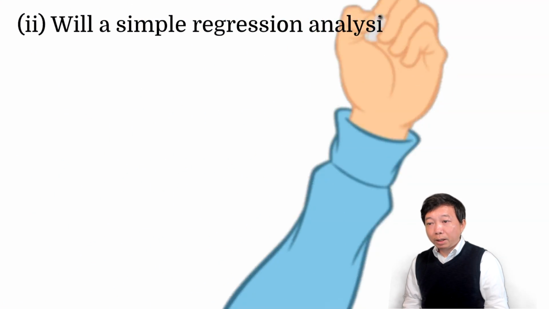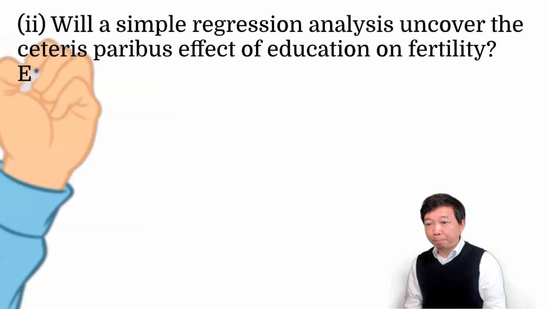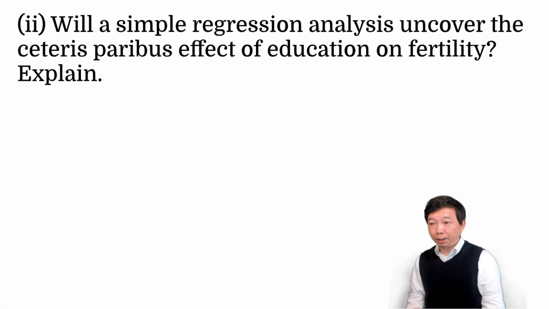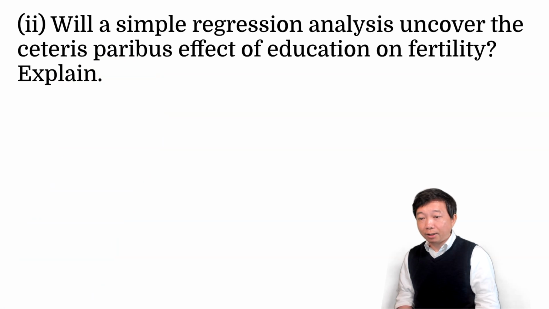The second question. With a simple regression analysis, can we uncover the ceteris paribus effect of education on fertility? Explain. No, a simple regression model cannot show the ceteris paribus effect of education on fertility. The ceteris paribus effect means keeping all other relevant factors equal. In other words, we must hold fixed the unobserved factors contained in the error term. The zero conditional mean assumption must be satisfied to obtain the ceteris paribus effect. However, the unobserved factors in the error term are very likely to be correlated with the explanatory variable education. The OLS estimates from simple regression analysis are biased estimates for the ceteris paribus effect.